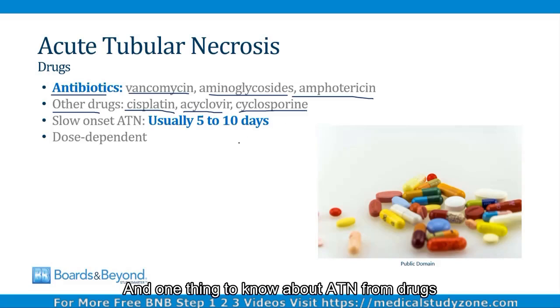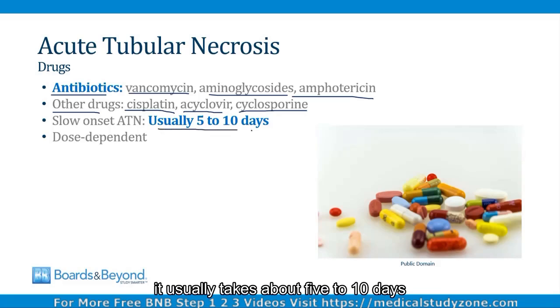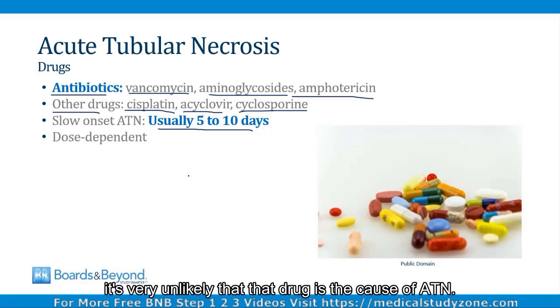And one thing to know about ATN from drugs is it doesn't happen after the first dose. It usually takes about 5 to 10 days of being on an antibiotic or another drug associated with ATN for renal failure to develop. So in a board question, if they tell you the patient just started the antibiotic yesterday, it's very unlikely that that drug is the cause of ATN.